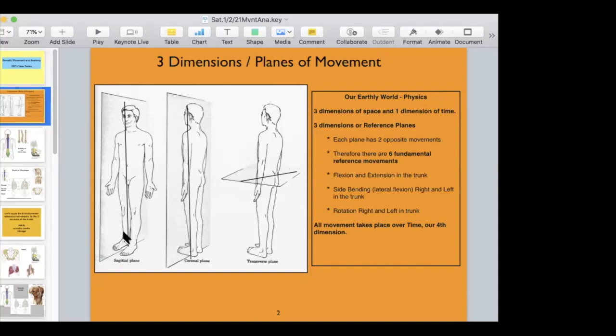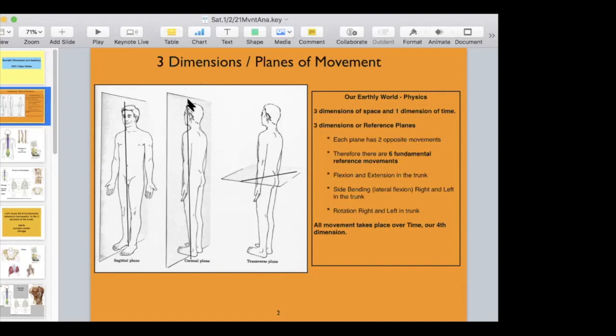Movement along this plane: every plane has two movements. Since there are three planes, each with two movements, we have six fundamental movements, period, in our three-dimensional earth world. And these three dimensions go through every single joint in the body. Some joints move and some joints don't, but the planes of movement still go through all the joints. In this sagittal plane, we have flexion and extension. That is curling the spine forward right along our midline and arching our back backward right along the midline.